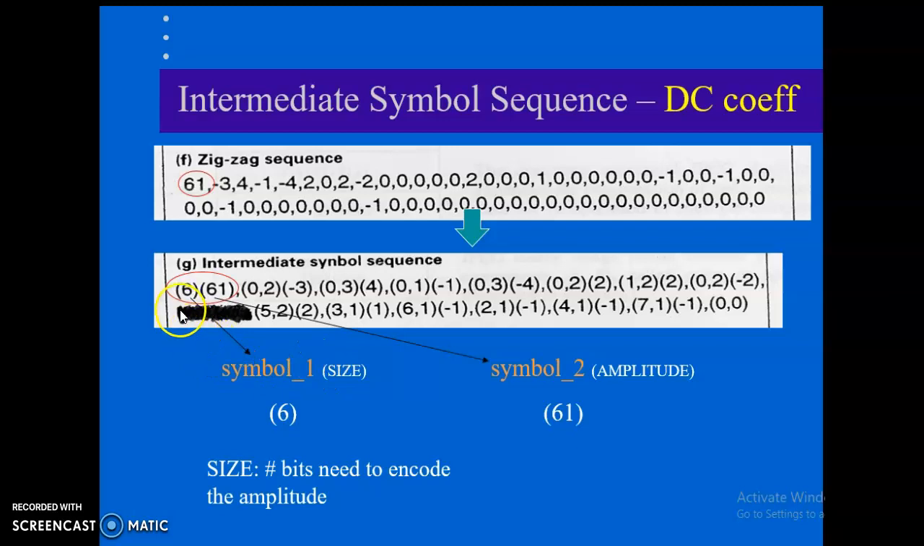Intermediate sequence for the DC coefficient, from the zigzag sequence to the intermediate symbol sequence: symbol 1 and symbol 2. Symbol 1 is the size, here 6, and symbol 2 is the amplitude, here 61. Size is the number of bits needed to encode the amplitude.